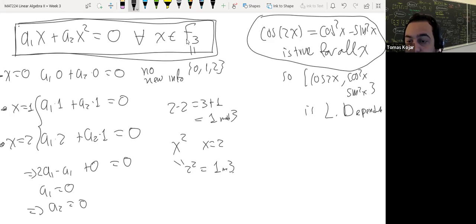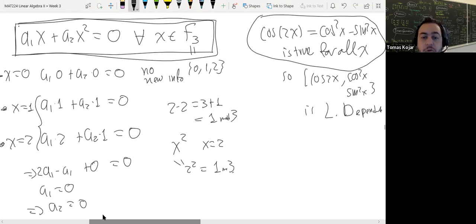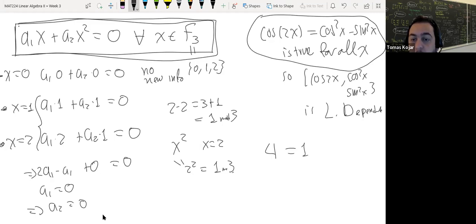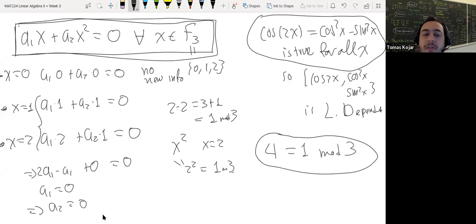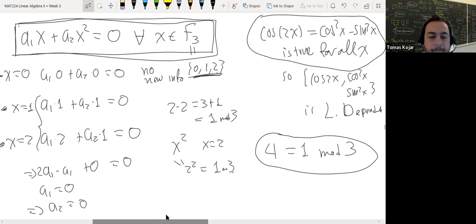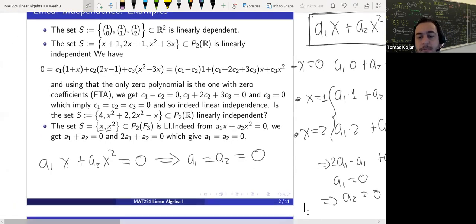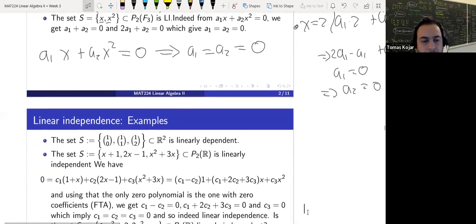Is that okay? Oh, ignore me. Wait, what's going on? So it'll be a2 times 4. No, that's what I'm saying, it's a modulo group, right? So 4 is equal to 1 modulo 3. There is no 4. There's only 3 elements here, right? Okay, good. Great. All right. Good questions.